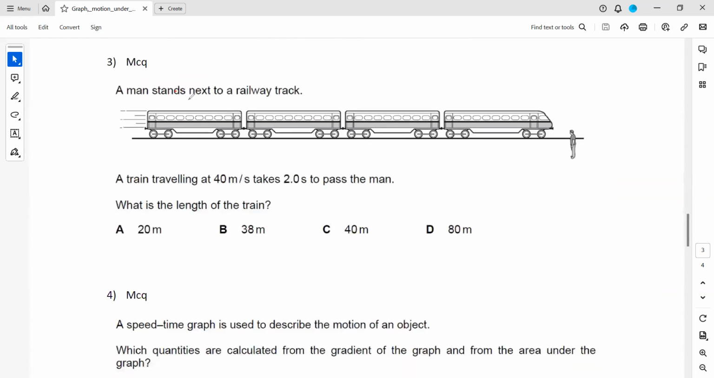Question 3: a man stands next to a railway track. A train travels at 40 meters per second. It takes 2 seconds to pass the man. What is the length or distance? So distance is speed multiplied by time. If the speed is constant, speed is 40 and the time is 2. So 40 multiplied by 2, we get 80 meters.